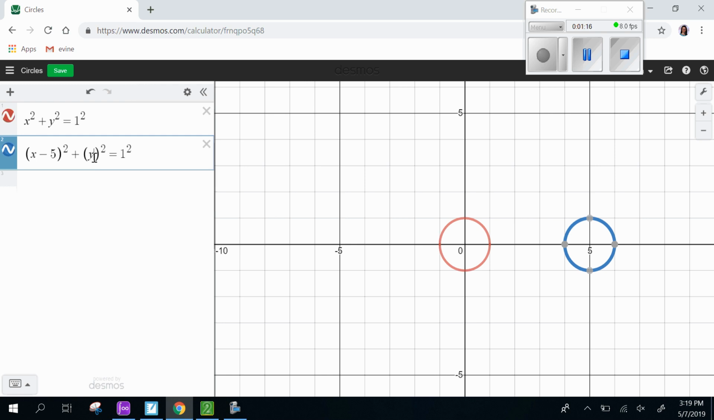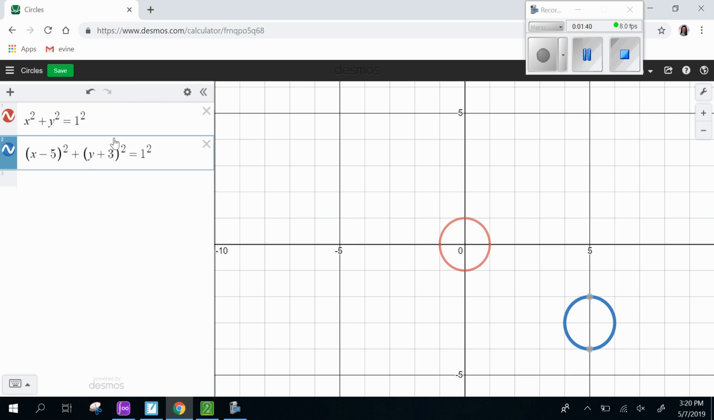Now if I want to shift my circle up or down, I have to play around with my y coordinate. So if I want to move my circle downwards, I'm actually going to add, let's say 3. So what I essentially did is I moved my circle 5 to the right and 3 down. So everything is opposite of what I'm typing in.